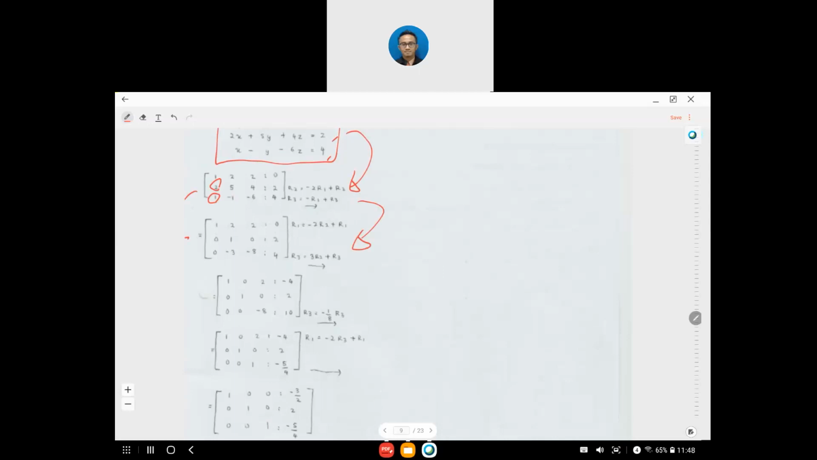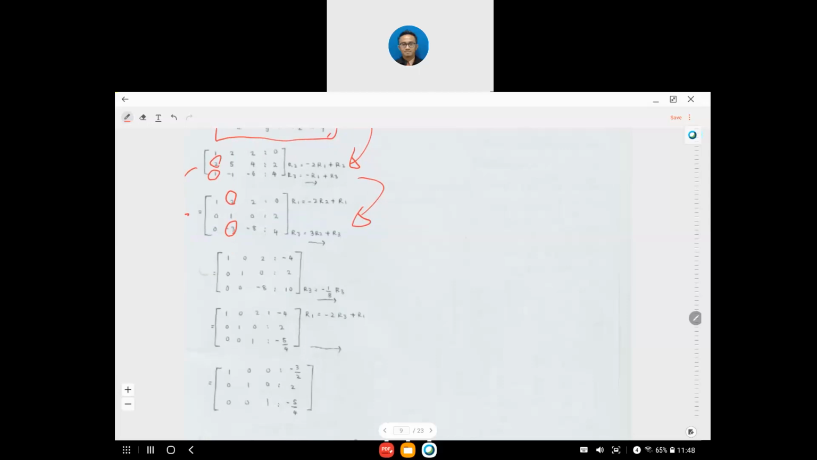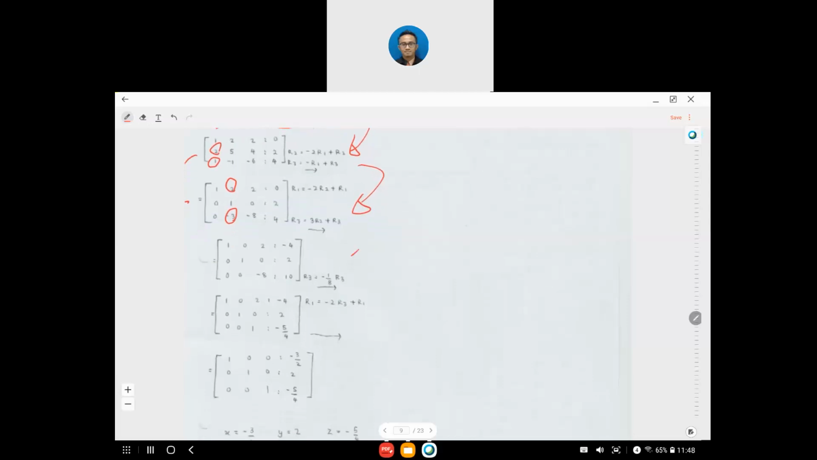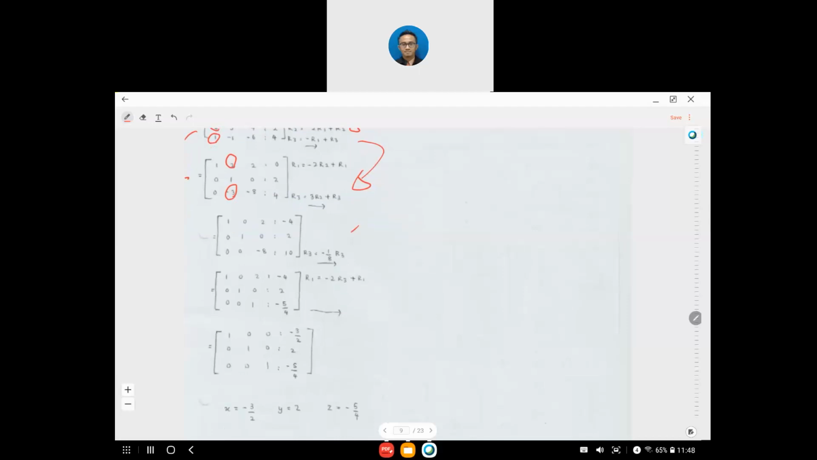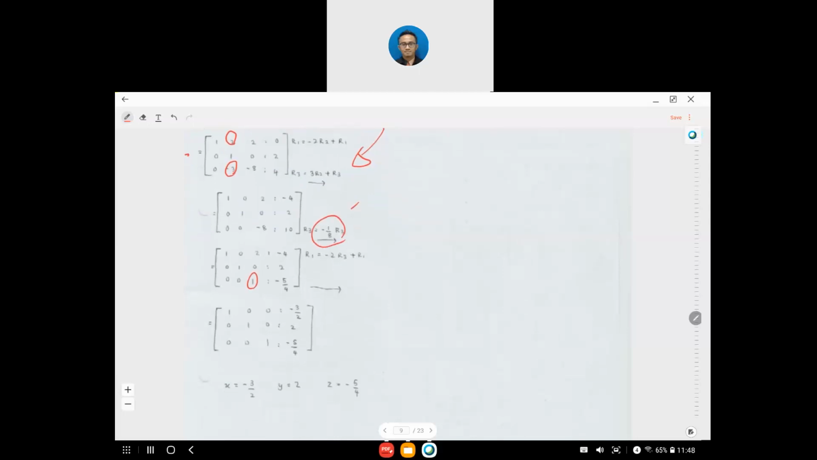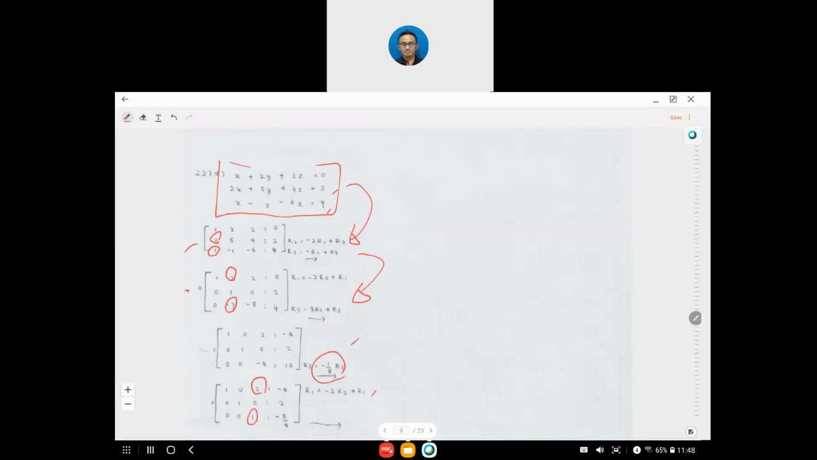Okay. And then next. Our target is, it wants to change this one now. Change these two. Using the middle row also can. So you get like this. Okay. After that, this one it wants to make 1. So it does this. Okay. No problem. And then negative row 3 plus row 1. To change this one. So get this. Okay. Your final answer is x equal to negative 3/2, y equal to 2, and z equal to negative 5/4. Okay. That's one for question D.